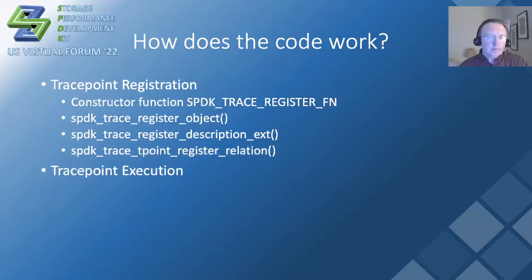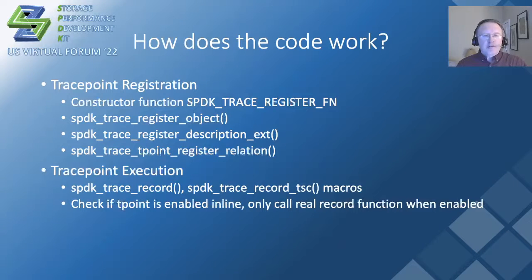Then later at execution time, we have two primary functions here. One is SPDK Trace Record, and then there's also SPDK Trace Record TSC. On some architectures, just capturing the TSC can be noticeable. It can take a few nanoseconds to do, and there are cases in the SPDK codebase where we already have the TSC. Why don't we just pass that to the function and use it there instead of capturing it inside of the trace library itself? So it just gives us a little bit of an optimization there.